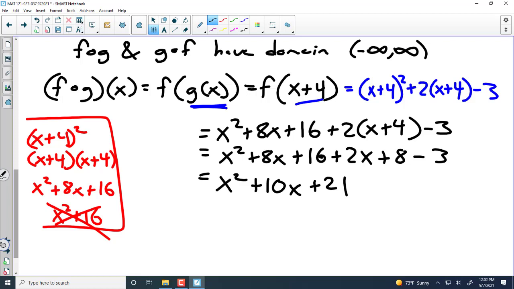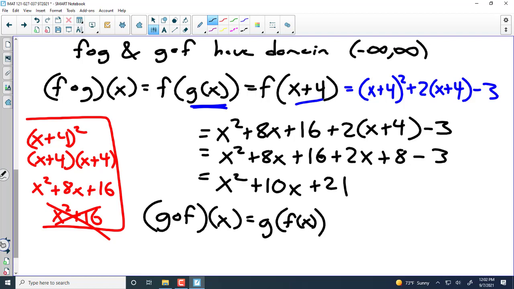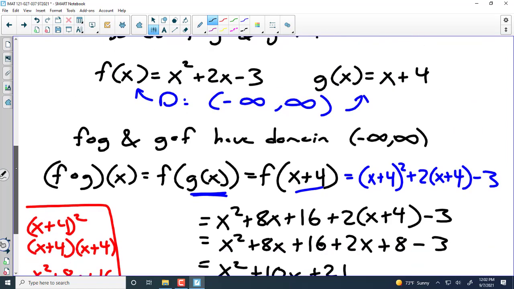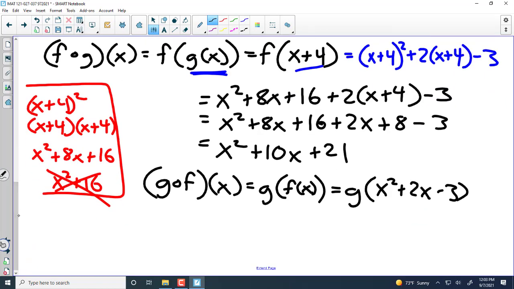Now, in general, this is a different problem. You will find examples where g composed with f and f composed with g give you the same answer, but not usually. This means that instead of plugging the g function into the f function, we plug the f function into the g function. That's a mouthful. Which means that we are supposed to plug x squared plus 2x minus 3, I think that was it, wasn't it? Yes. x squared plus 2x minus 3 into the g function.